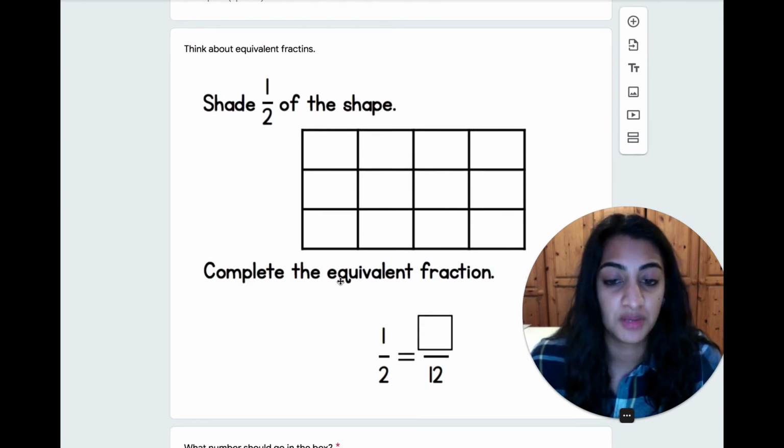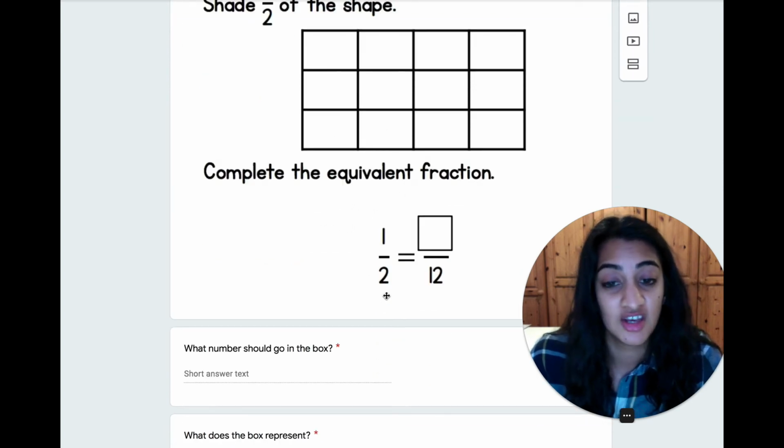Then it asked me to complete the equivalent fraction, something over 12. So the denominator is 12. I know that represents the whole shape because if I look at the shape I can see there are 1, 2, 3, 4, 5, 6, 7, 8, 9, 10, 11, 12 equal parts. And it's asking me for this bit here, what is the number that goes in that box? Well, I know if I shade in half of this whole shape, it's going to be equivalent to shading in 1, 2, 3, 4, 5, 6 of the mini pieces. In fact, 6 out of the 12 mini pieces. So that's how I know that the answer in here should be 6. The number that should go in the box should be 6.